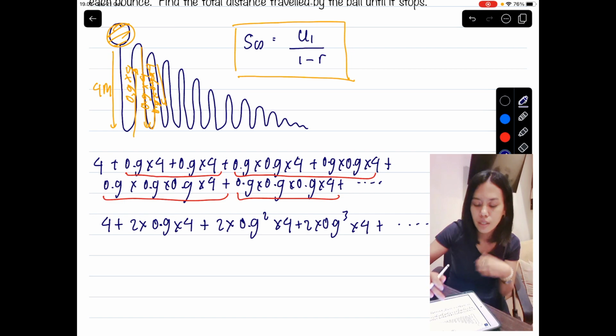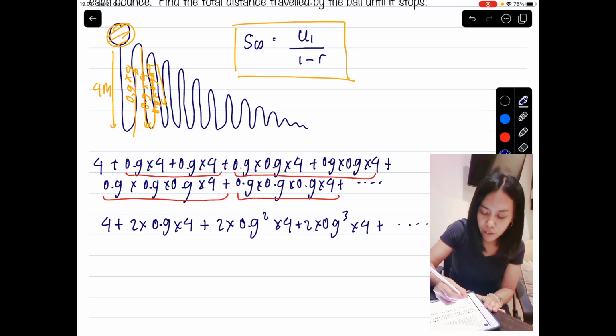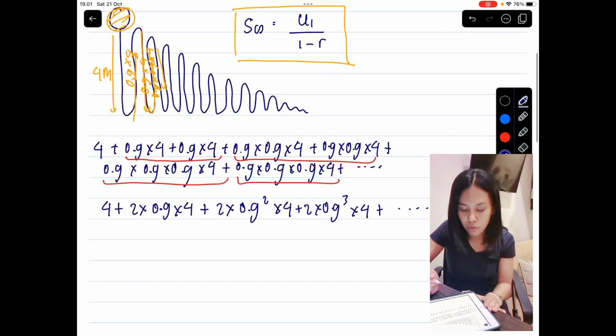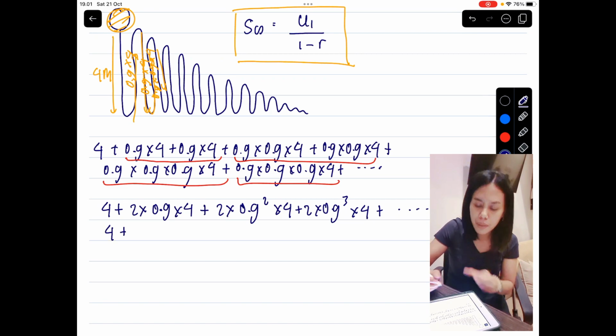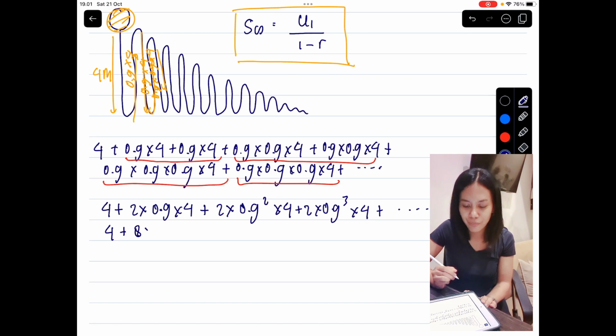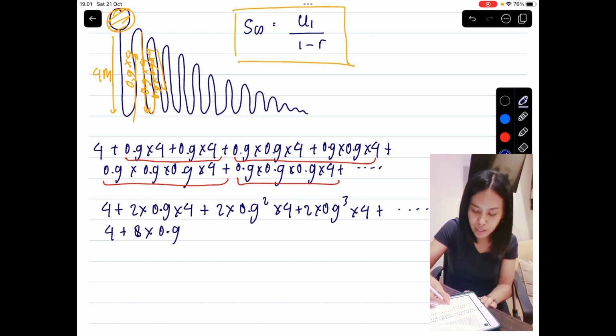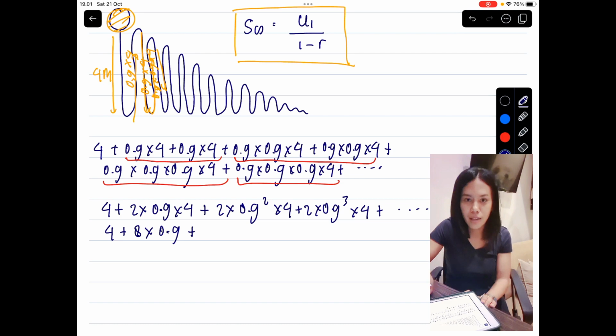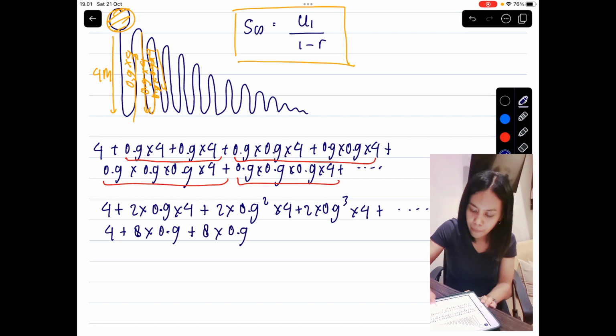Okay, so let's do this. We have that 4 there, and we're going to leave the 4 alone. And then it's going to be 8 times 0.9, and then plus another 8 times 0.9 squared, then plus 8 times 0.9 cubed, plus so on.